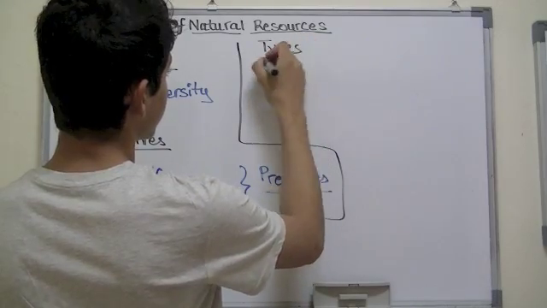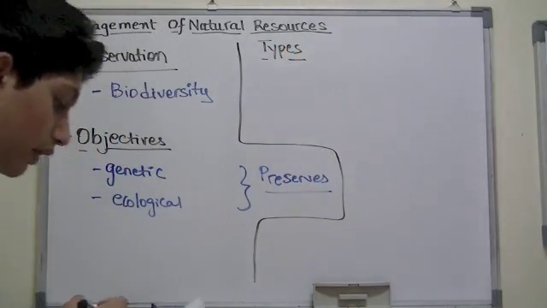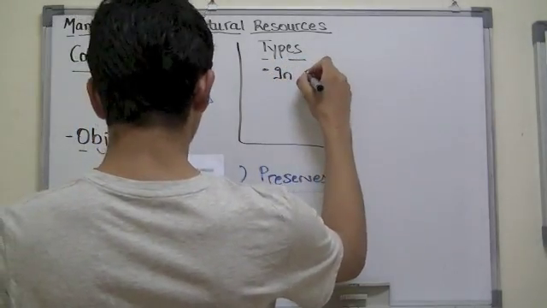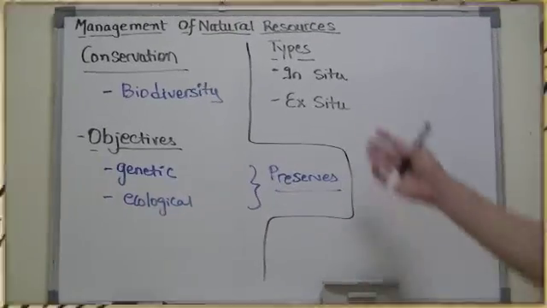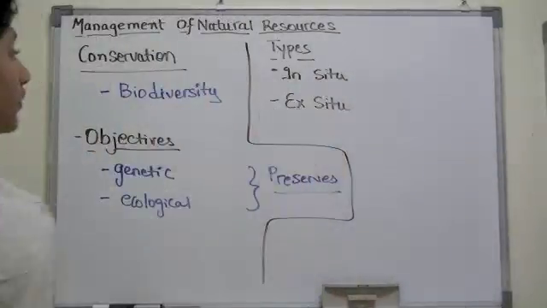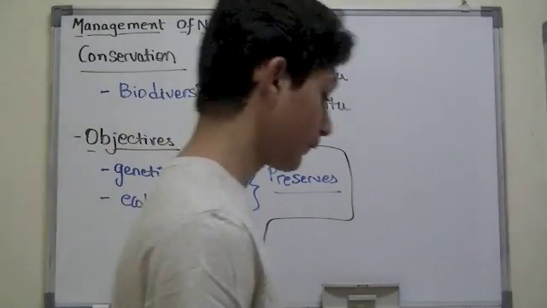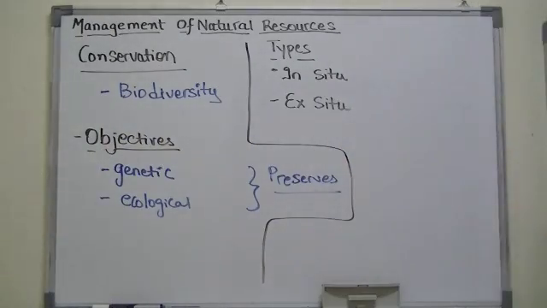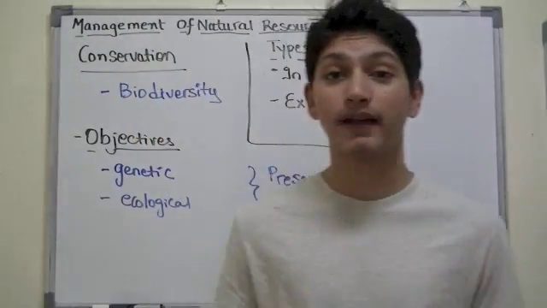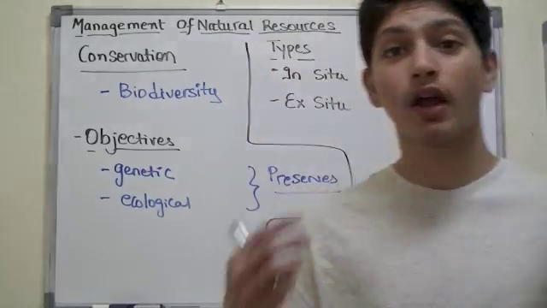Now what we want to do is talk about the types of conservation. There are two types: in situ and ex situ. So we named two types of conservation: in situ and ex situ conservation. Now how this process of conservation works depends on our 3 R's.